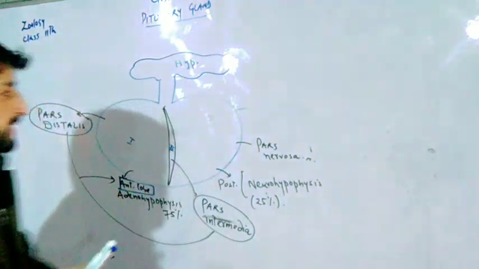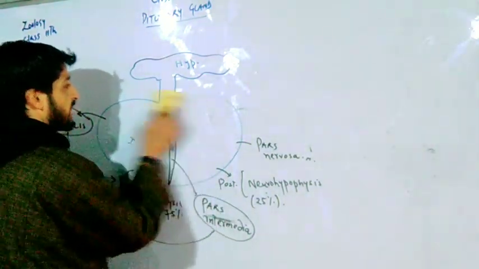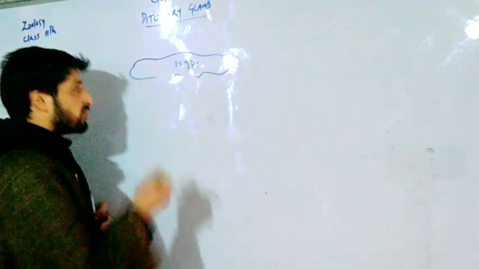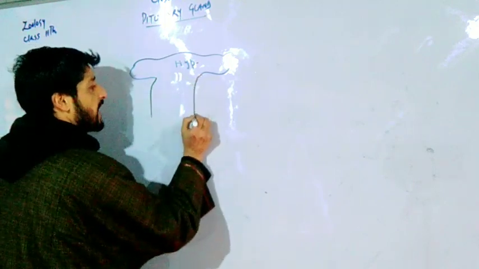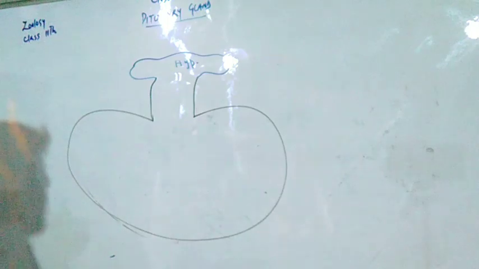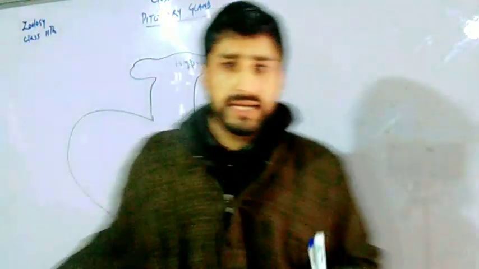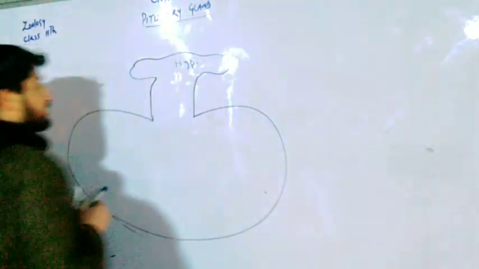Now the next point. The matter of concern is how the hypothalamus is attached to the pituitary gland. What are the actual anatomical connections that link our hypothalamus with the pituitary gland? Let me make you aware.